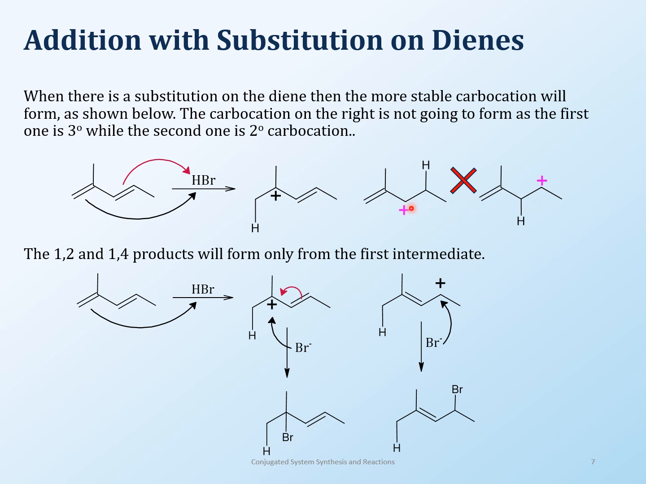Now, neither of these forms. Why so? Because this carbocation is a lot more stable than either of these two. The last one over here will not even form because it cannot even undergo resonance. So this is definitely not going to form. But this one also is not going to form because this carbocation is much more stable. So when you have substitution, you always have to start with the carbocation that's going to be more stable.